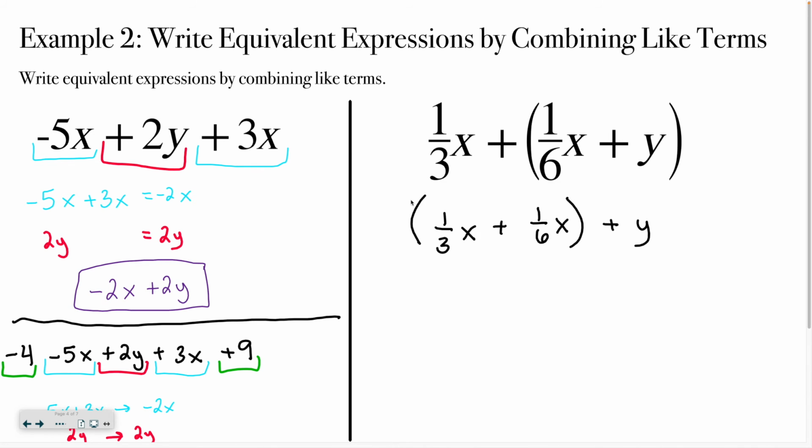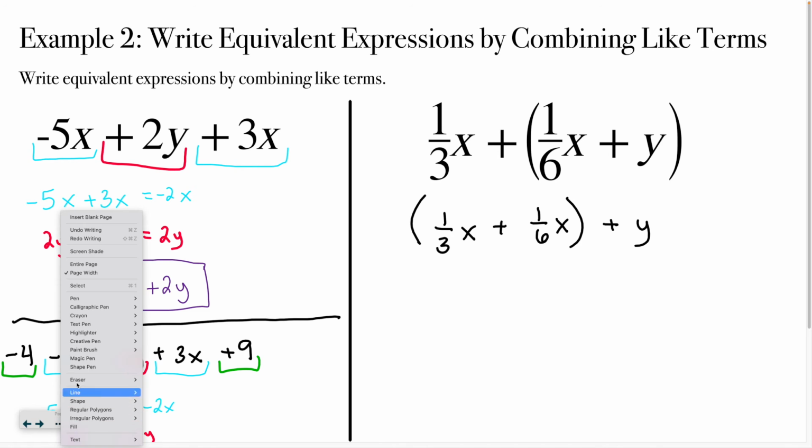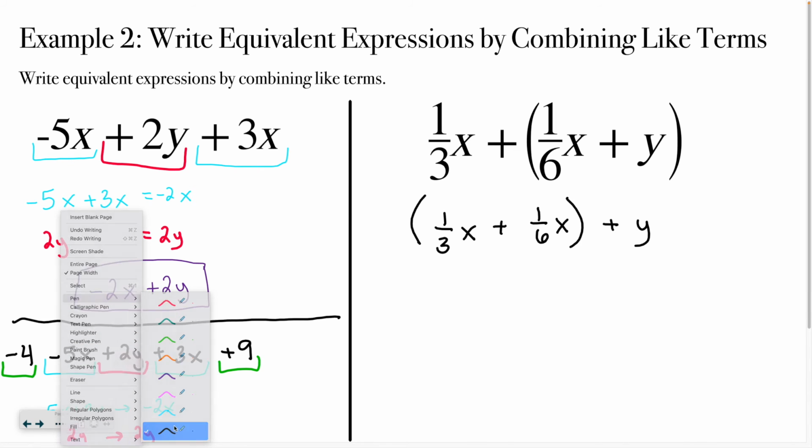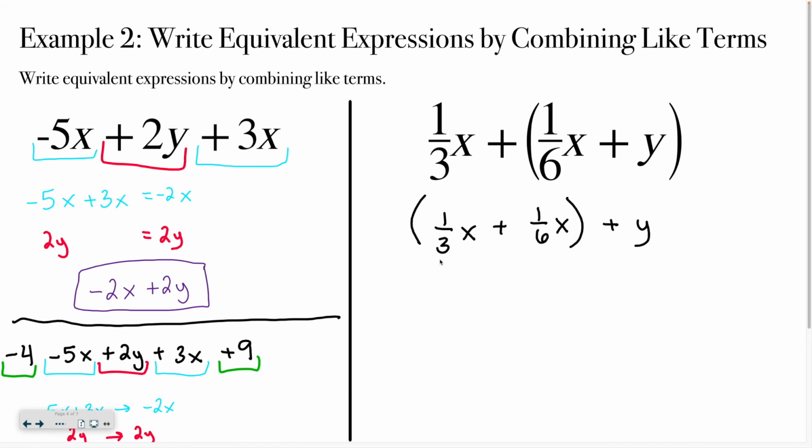When you change where the parentheses are, that's called the associative property. It just means that you can group things together so that way you can combine them, okay? So I have 1/3 x plus 1/6 x. That means I can combine those.